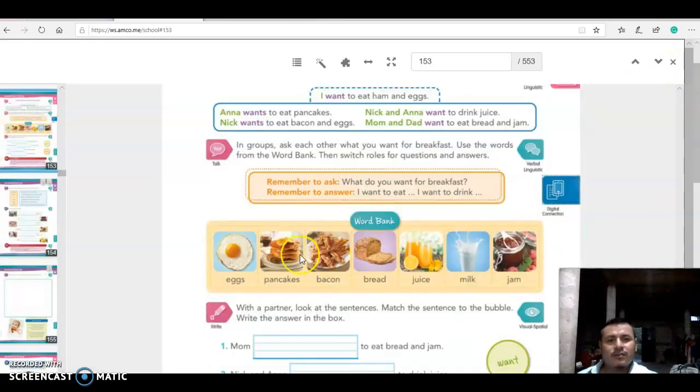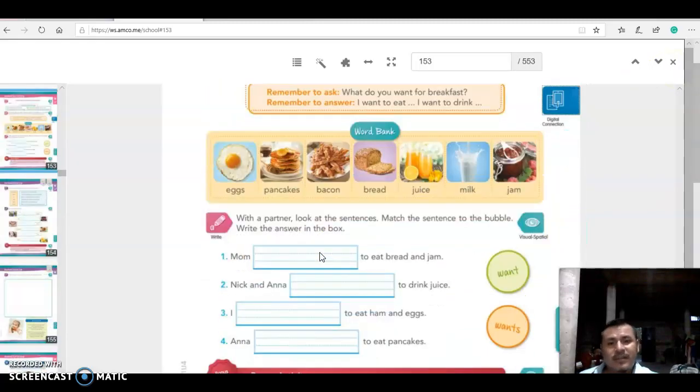Please, you need to read that one. So that's all you need to do in this page. Please repeat. See the picture and see how it is written and repeat it. It says eggs, pancakes, bacon, bread.